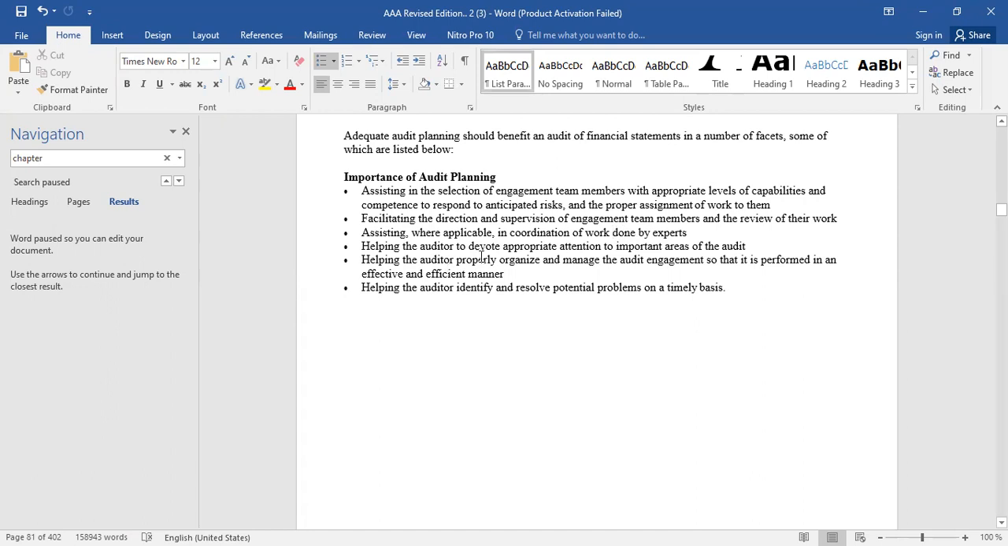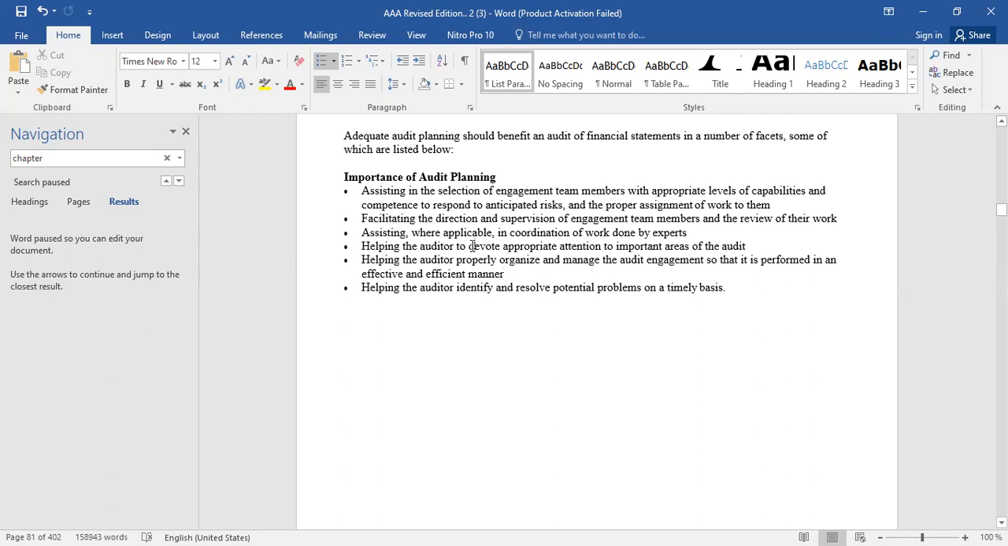Planning also helps the auditor develop an appropriate attention to most important areas. Those are the key areas where we have most chances of having risks, the key areas of high risk. You can devote appropriate attention to those areas. Then also, it helps the auditor to properly organize and manage the audit engagement so that it is performed in an effective and efficient manner. If you don't plan well, you can't perform your work, any work, not just audit, efficiently. It also helps the auditor to identify problems earlier and make corrective measures.